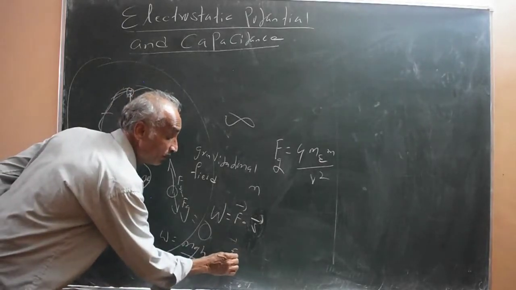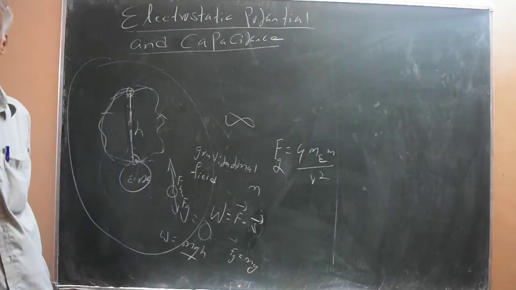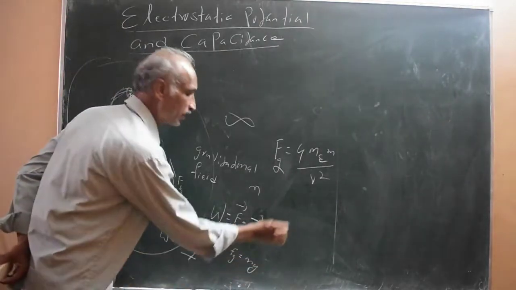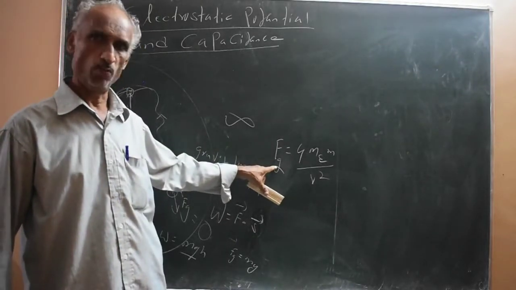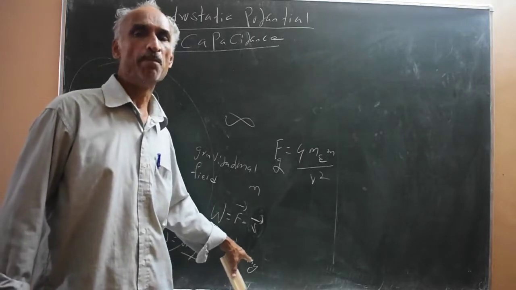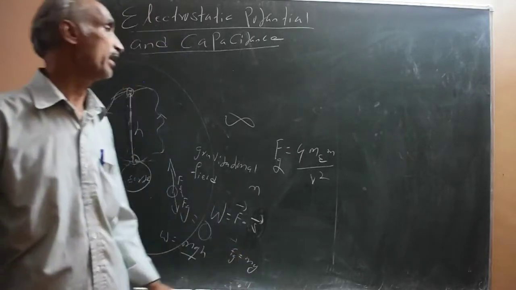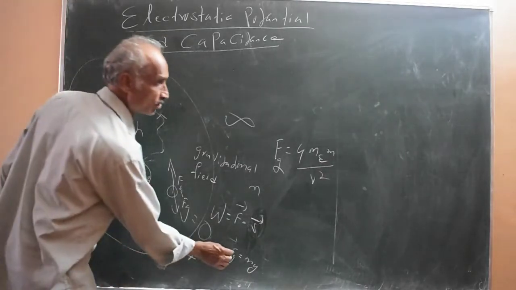We know the formula for gravitational force. Gravitational force is m into g. One more formula for gravitational force is m into acceleration due to gravity. We know the gravitational force formula between two bodies too. The other formula is m into the acceleration due to gravity at that place. So that is the gravitational force.